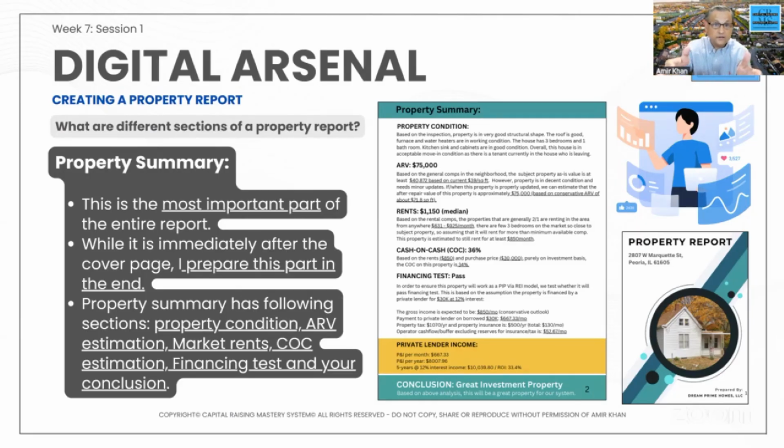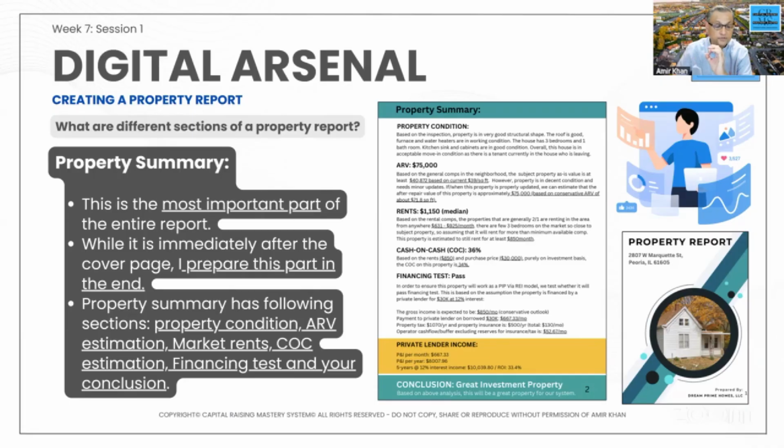So I leave it here. I do the rest. I do the sold comps. I do the rental comps, do all of those things. And then I come back based on what the numbers were. Then I actually finalize it. So what is a property summary report? This is the most important part of the entire report. While it is immediately after the cover report, like I said, I prepare this part at the end.